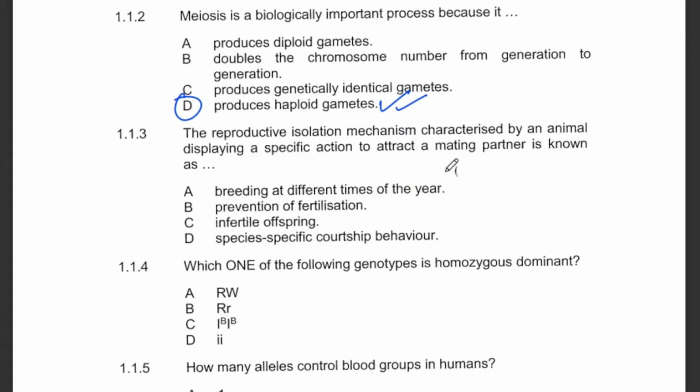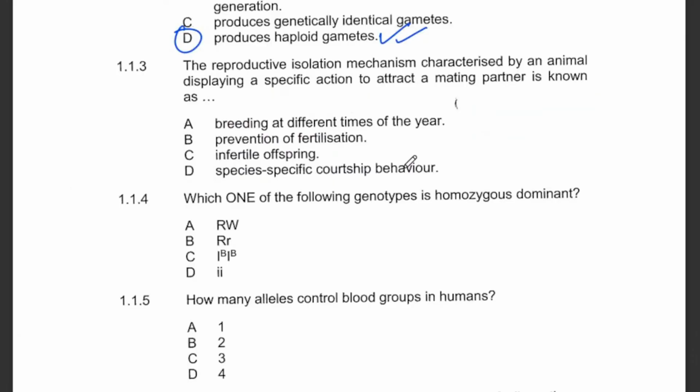We're saying that reproductive isolation is characterized by animals displaying specific actions to attract a mating partner. Remember, I even gave you an example that except the humans, they like to copy. We call it species-specific courtship behavior. I said that the way you do your dating is not the same way frogs, dogs, and cats do, except humans, they like to copy. All right, so this one becomes the most correct answer. So we go to the next one.